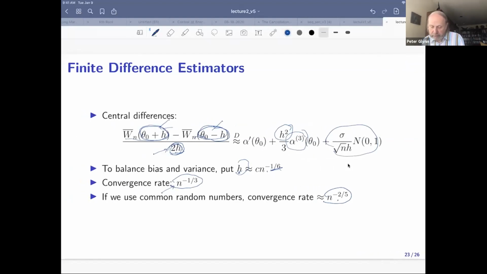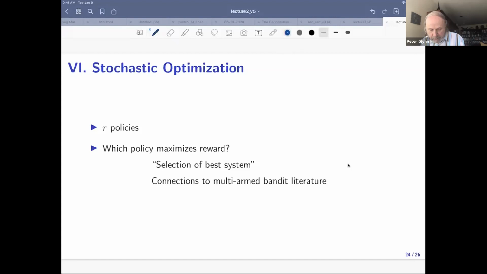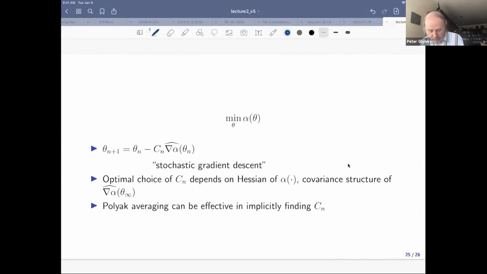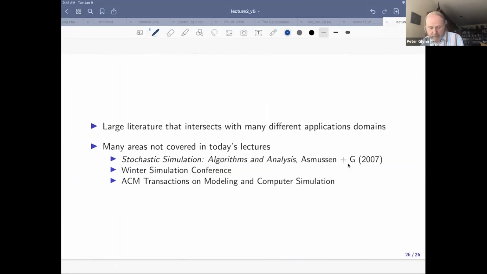All right, so I'm not going to cover these last two slides in stochastic optimization. You can just read that for yourself. Let me just conclude by saying that the simulation literature and the Monte Carlo literature is an enormous literature.